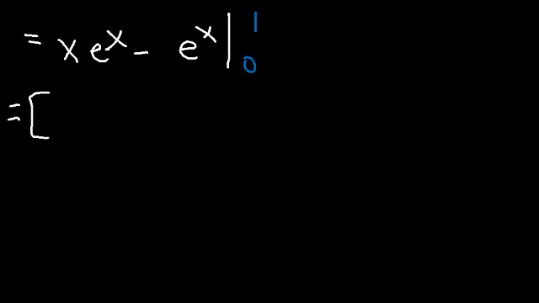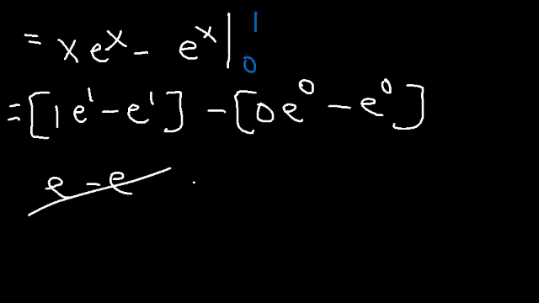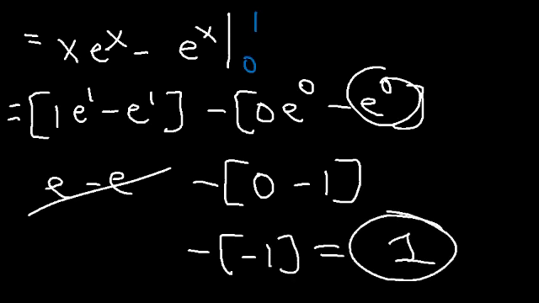Now let's plug in 1. So this is going to be 1 e to the 1 minus e to the 1. And if we plug in 0, it's 0 e to the 0 minus e to the 0. So 1 times e to the 1 is simply e. And if we subtract that by e, these two cancel. And 0 times e to the 0 is 0. E to the 0 here is 1. So it's negative times negative 1, which is positive 1. So this is the final answer for this problem.